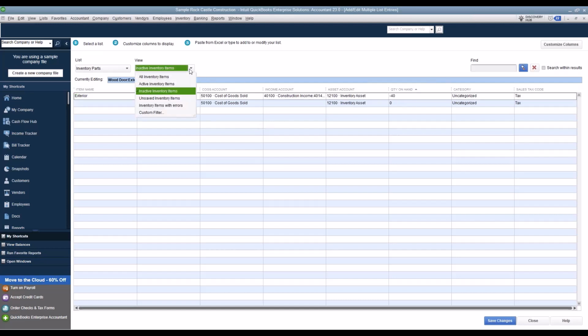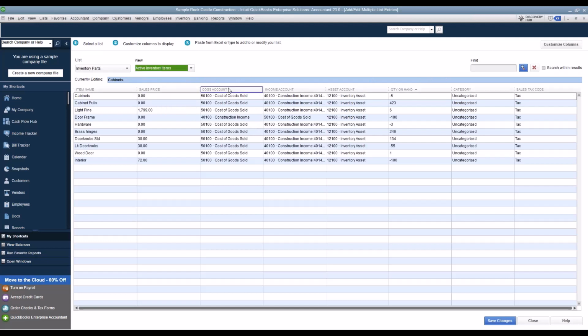Another thing you want to take a quick look at are your accounts. Is everything going into an expense or cost of goods sold account? Is everything going here into an income account? Like right here, this is wrong. What this would cause is anytime there's a transaction involving this item, it's going to post incorrectly to your financials.